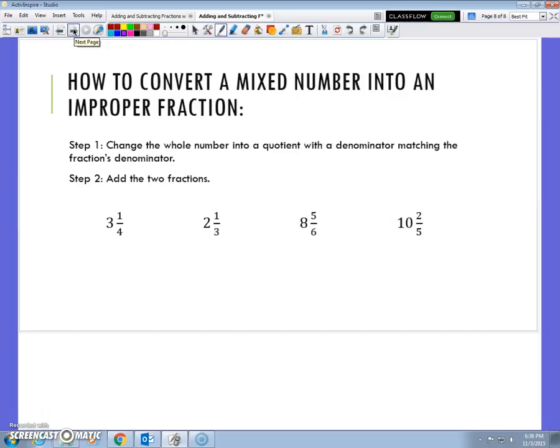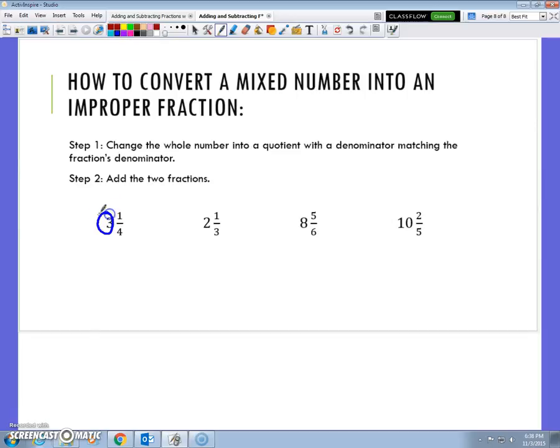Finally, we need to convert a mixed number into an improper fraction. Okay, and so there's two steps. The first thing I want you to do, and this might not be the way that you've learned before, but this is the way we're going to practice because this is actually why the little pattern works. What we're going to do is change the whole number into a quotient with the denominator matching the fraction's denominator. Now, that sounded really complicated. However, it's not that bad.